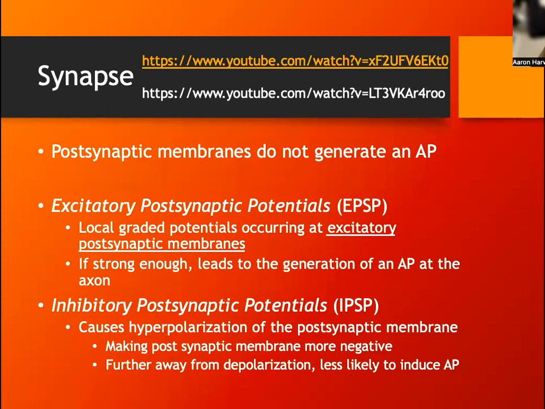Excitatory can lead to the generation of localized graded potentials, which can lead to an action potential. But again, postsynaptic synapses will not create the action potential in and of themselves. It can happen through a secondary process with excitatory postsynaptic potentials, and it's unlikely to happen with inhibitory postsynaptic potentials.